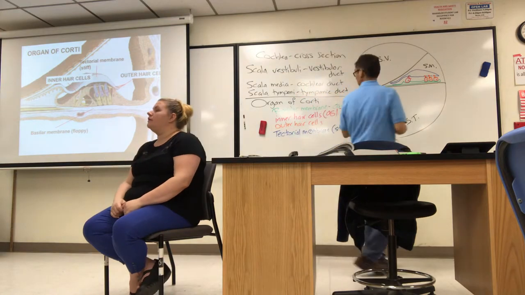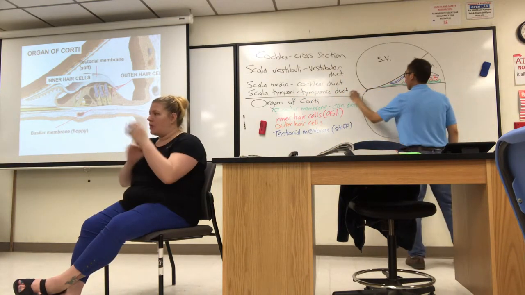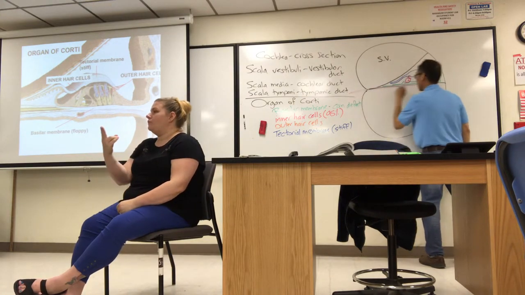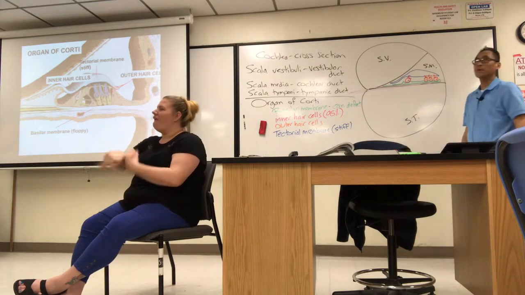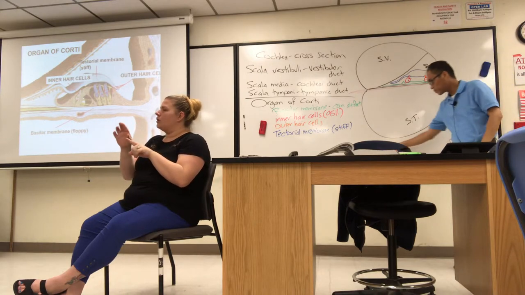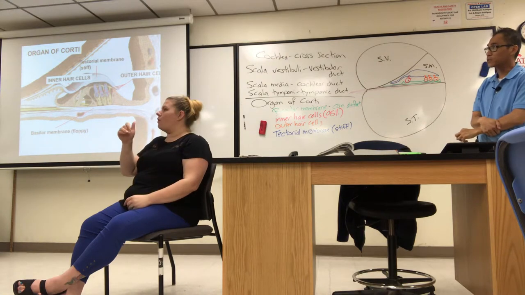So each of these hair cells has got a hookup. You know, that would be all branches of the cochlear branch of cranial nerve 8. Okay. So that's the organ of Corti. Two membranes. It's basically a hair cell sandwich, as I like to call it.